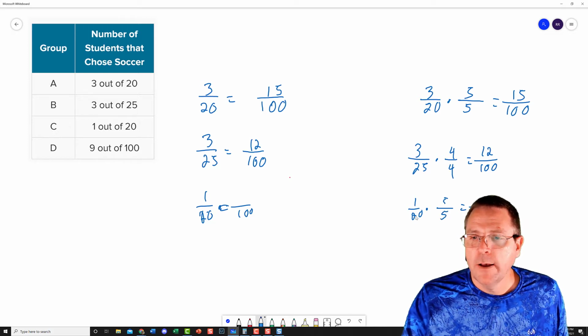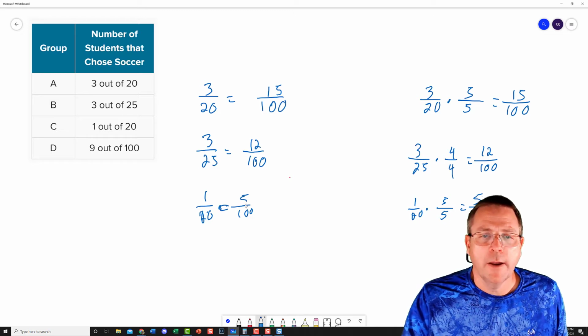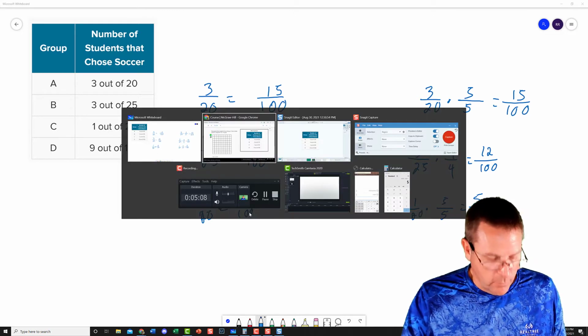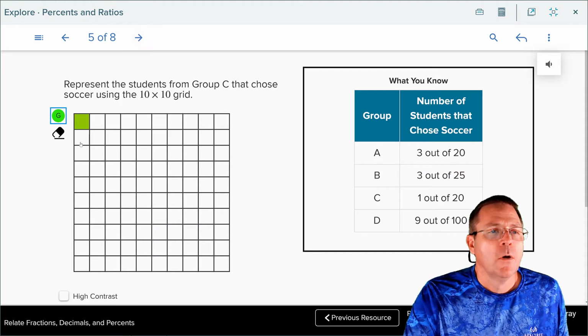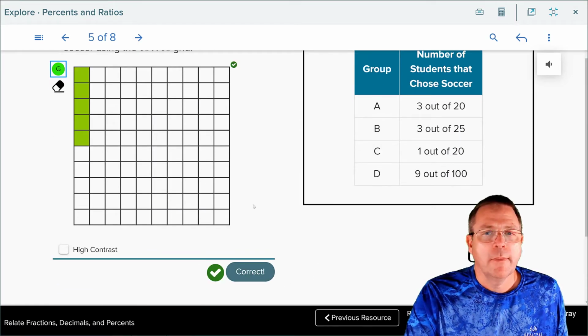That's going to be 5, because 20 times 5 is 100. 1 times 5 is 5. So we have 5 out of 100, also known as 5%. 1, 2, 3, 4, 5. Check our answer. That one checked.